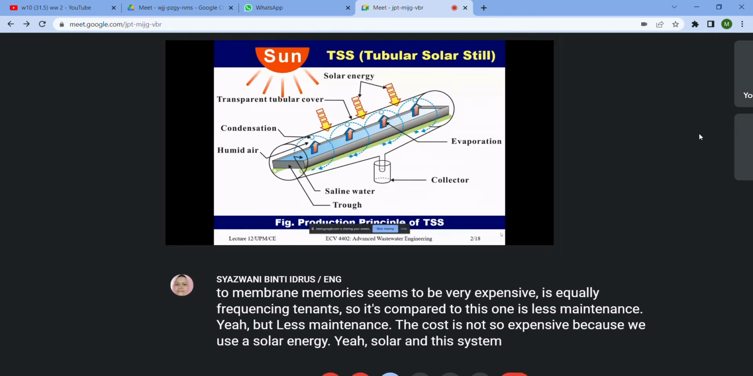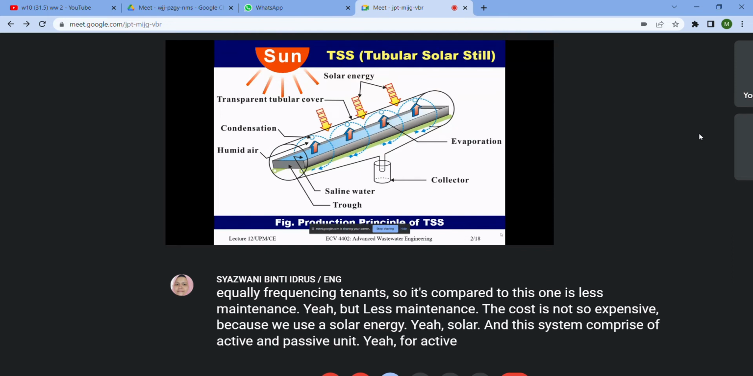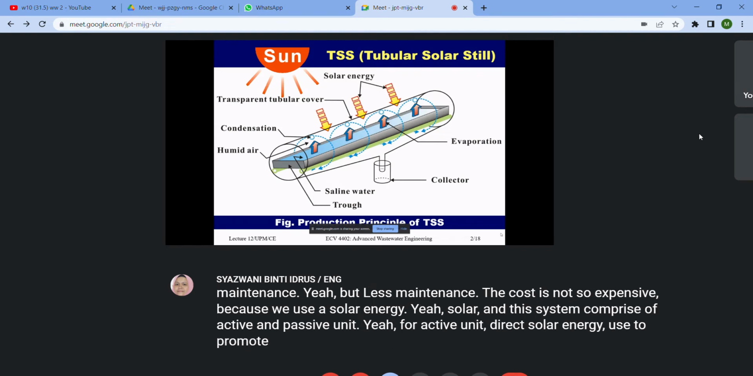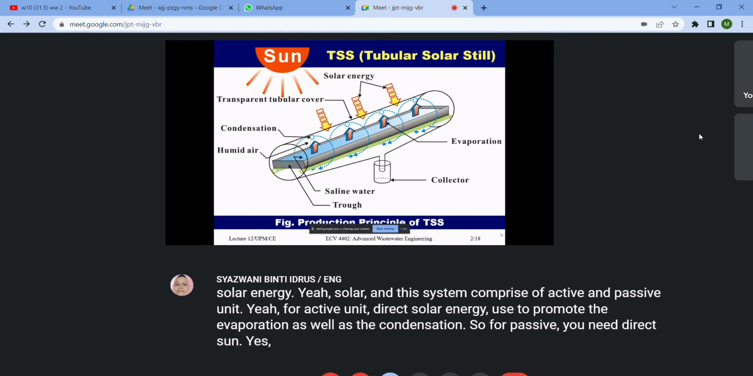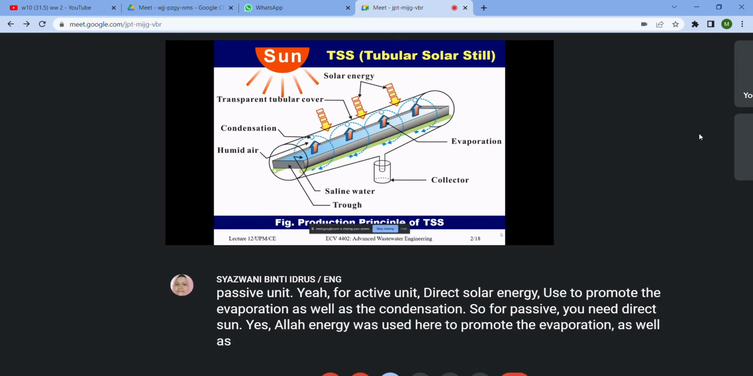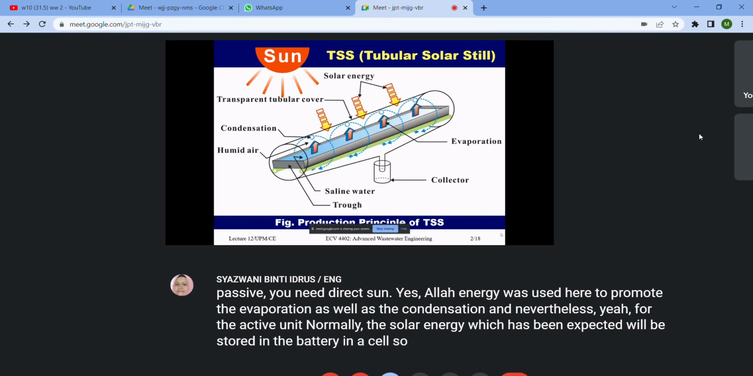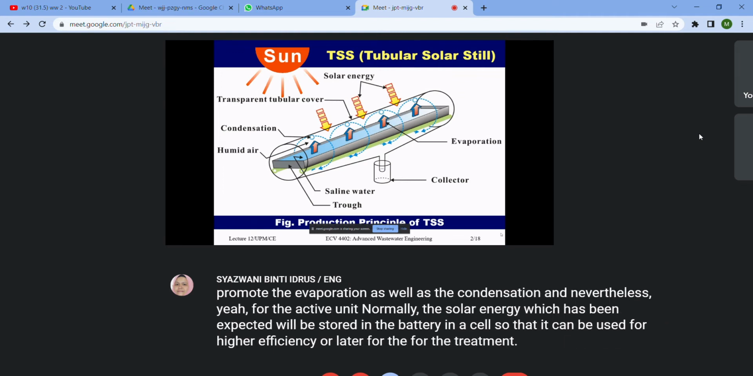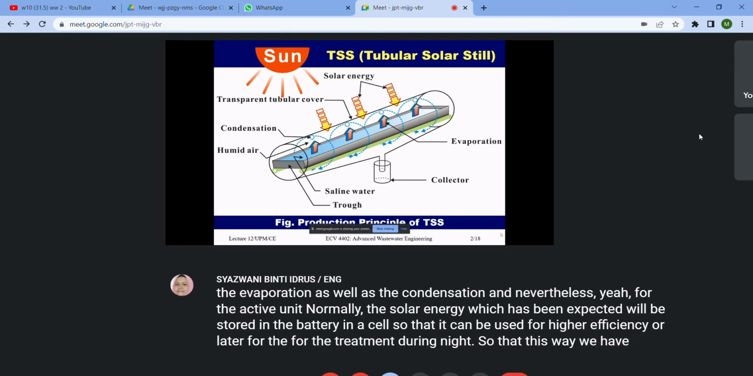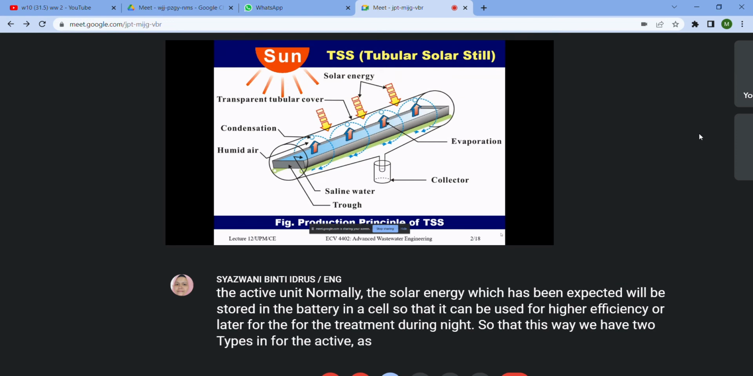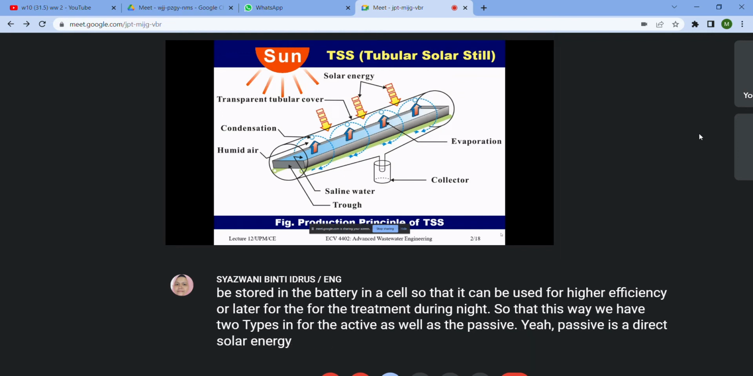Solar, and this system comprises active and passive units. For the passive unit, direct solar energy is used to promote the evaporation as well as the condensation. Nevertheless, for the active unit, normally the solar energy which has been extracted will be stored in a battery, in a cell, so that it can be used for higher efficiency, or later for the treatment during night. So that's why we have two types, the active as well as the passive. Passive is direct solar energy, while active we have a cell so that we can store the energy.